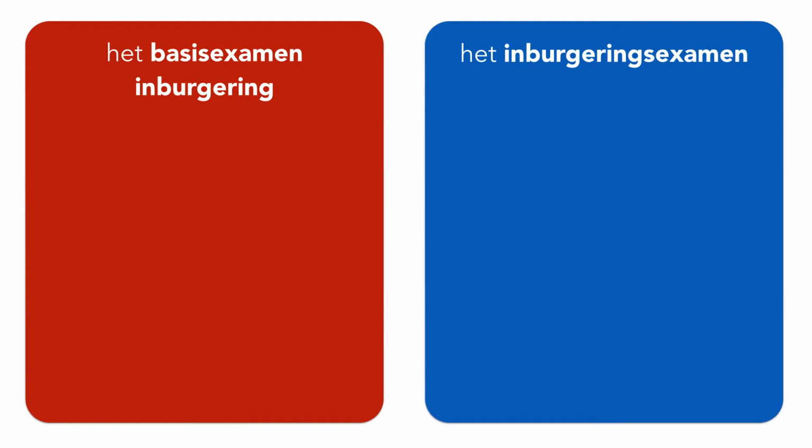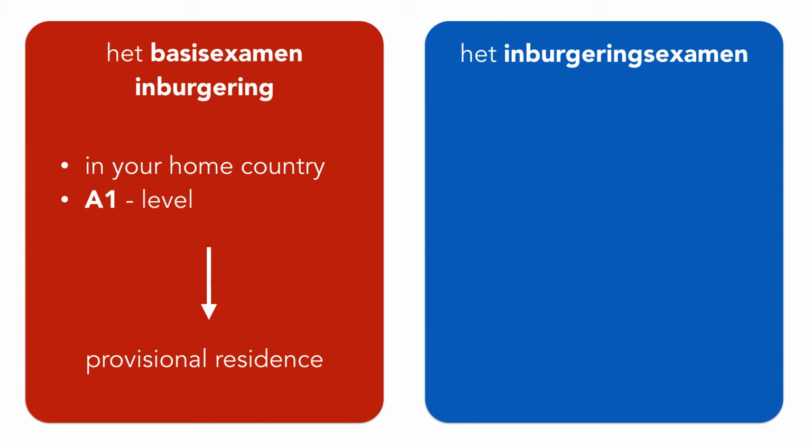Please note, there are two different exams. Het basisexamen inburgering and het inburgeringsexamen. Het basisexamen inburgering you need to do in your home country at the Dutch embassy. You need to have level A1. Passing this exam is one of the conditions to get a provisional residence permit. With that, you can travel to the Netherlands.